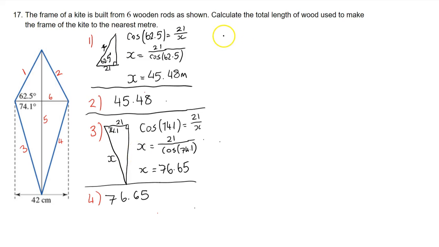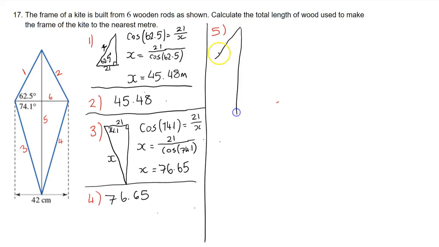So I'm just going to draw another diagram. Like I said, this is a messy one. This question is quite lengthy. I'm going to draw my diagram. Okay, I'm going to find A and B, and A plus B is going to give me 5. So I've got 62.5, 21, and I've got 74.1 in there.